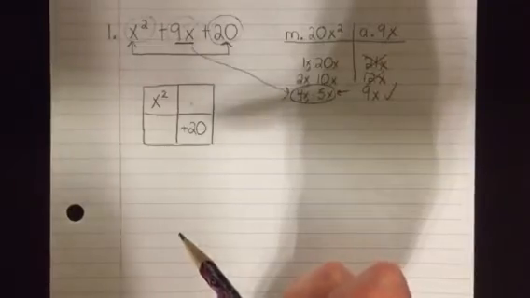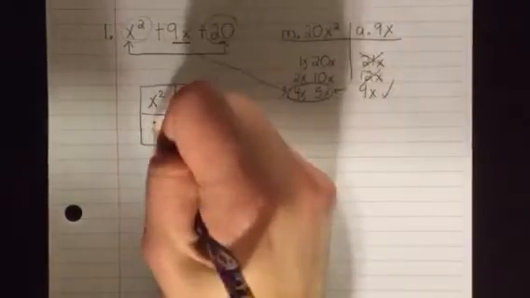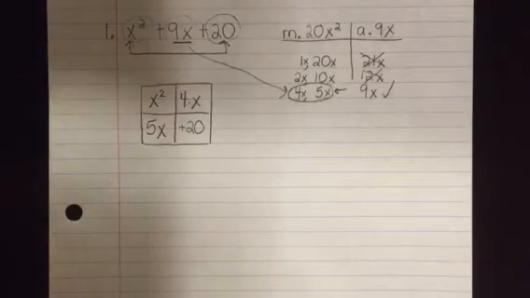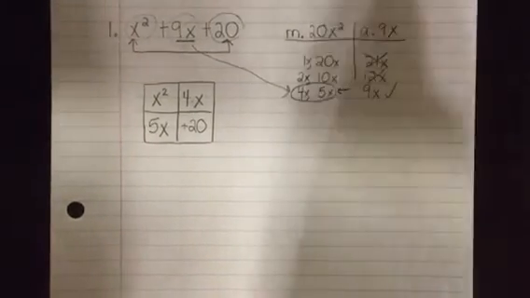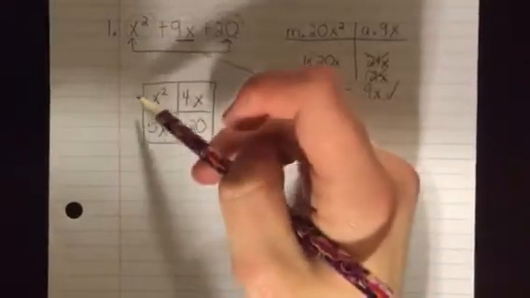And I hope that you would ask me, does it matter, Miss Garcia, which order they go in? And no, it does not. You could put the 4x first and the 5x second, or you could have done it vice versa. You will end up getting the same answer. So what you're going to do now is we've got the insides of the box. We need to know what goes on the outsides. What's our length? What's our width?